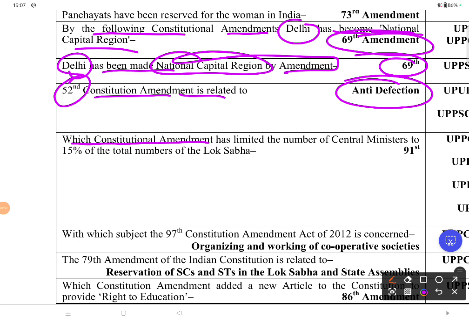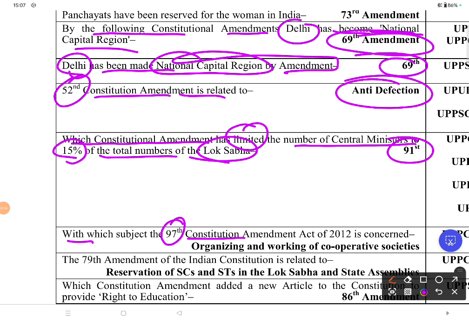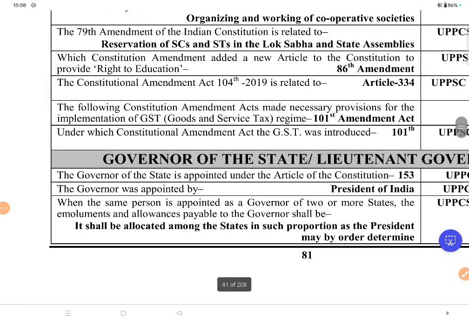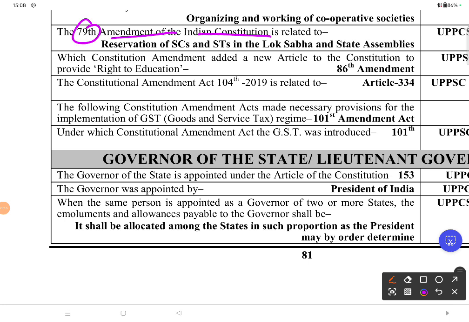Which constitutional amendment has limited the number of central ministers to 15% of the total number of Lok Sabha members? 91st. With which subject is the 97th Constitutional Amendment Act 2012 concerned? Organizing and working of cooperative societies. The 79th Amendment of the Indian Constitution is related to reservation of SCs and STs in Lok Sabha and state assemblies.